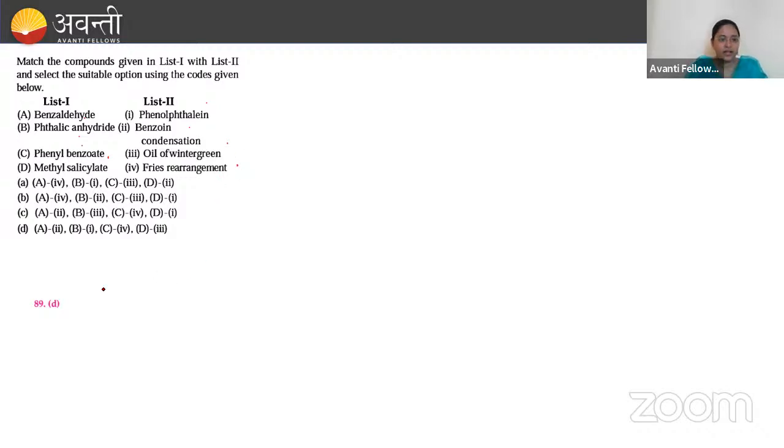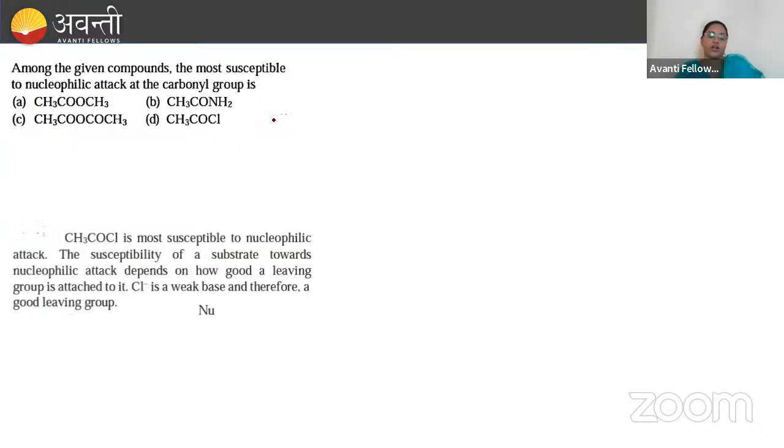So option D is correct here. Benzaldehyde is used in the benzoin condensation. B, that is phthalic anhydride, is used in the phenolphthalein. C, phenyl benzoate, is used in the Fries rearrangement. And the fourth one, methyl salicylate, is used as oil of wintergreen. So these are the compounds which are used in these reactions, with suitable options. Next problem.